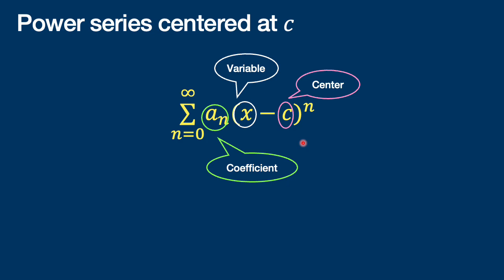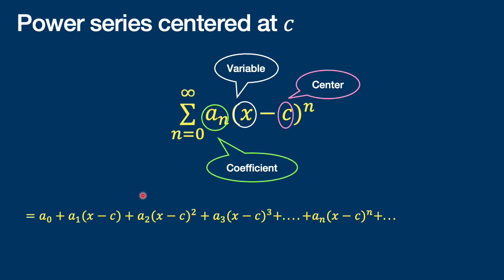Let's expand this series. n equals 0, n equals 1, n equals 2. For n equals 0, the power is 0, so (x minus c) to the 0 power is 1. Second, n equals 1: a1 times (x minus c). n equals 2: a2 times (x minus c) squared. n equals 3: a3 times (x minus c) cubed. And so on. This is an infinite series with variable x centered at c. We call this a power series.